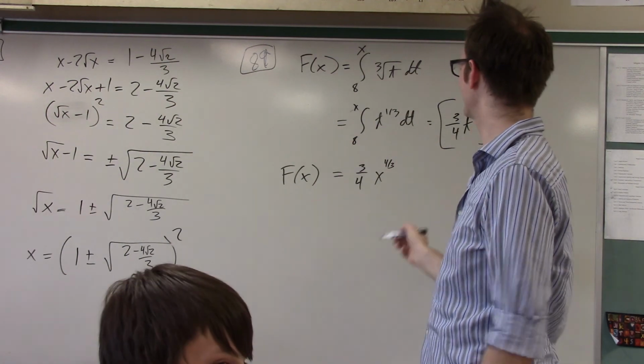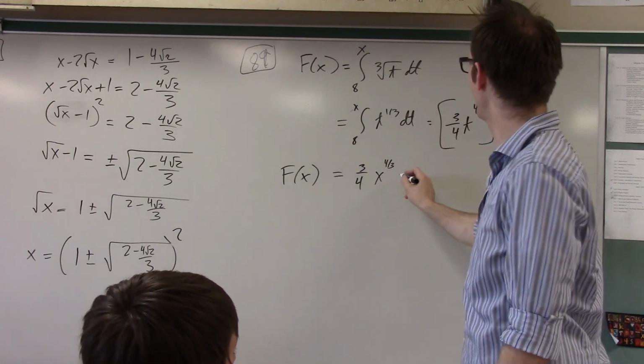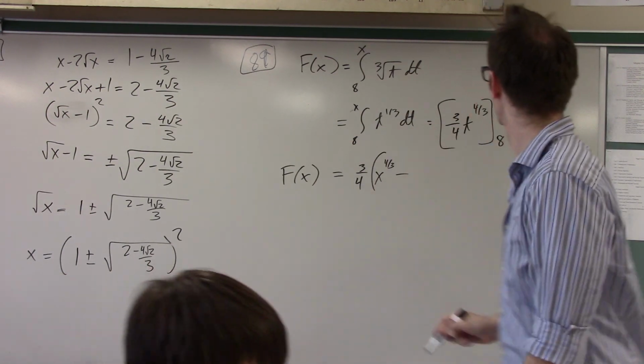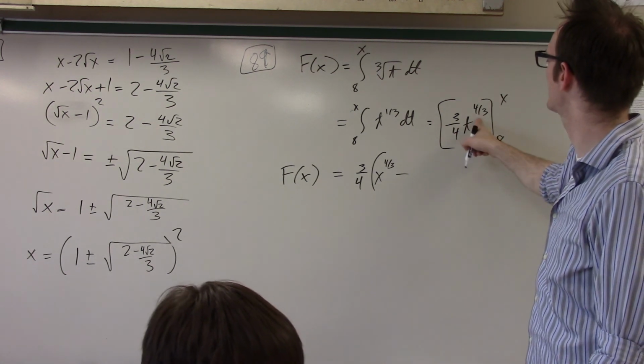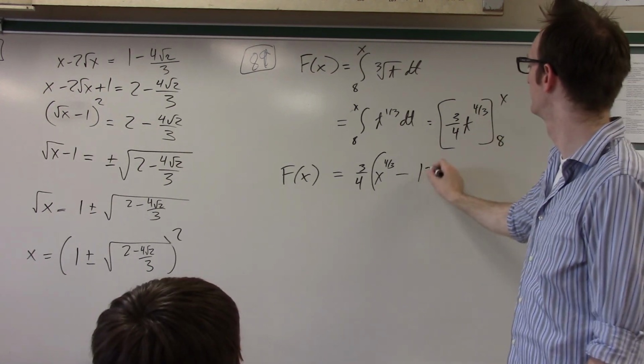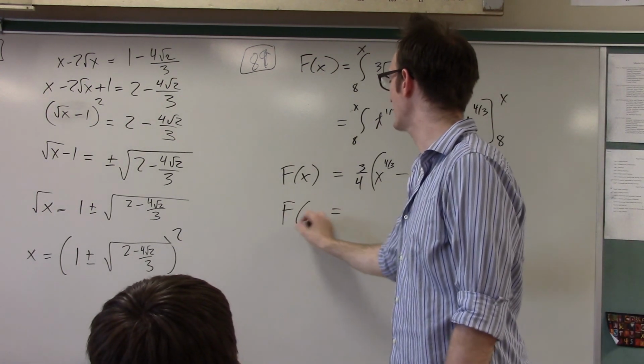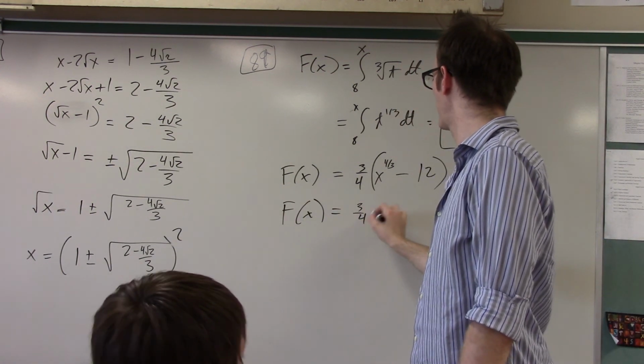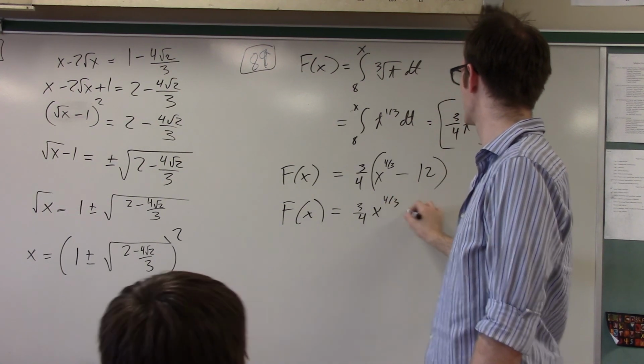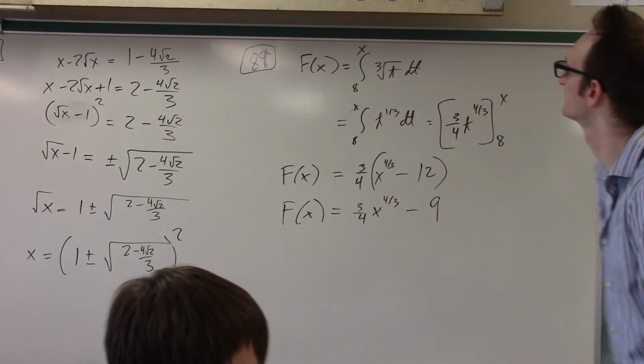Okay, and then minus, what is that, 216, that's 12? Yeah. Did I do that right? Yeah. Okay, so this function is actually just 3/4 x to the 4/3 minus 9.